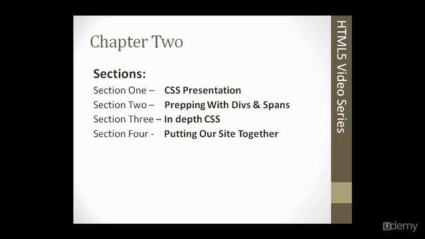And then in section 4 we will be putting our site together. We'll be putting the Blue Developer Directory website together. We'll build the home page, we'll style the home page, and we will also add a menu structure, and then we'll add the tables and the forms that we created in chapter 1 to the website. So it's going to be really cool to have everything just put together.